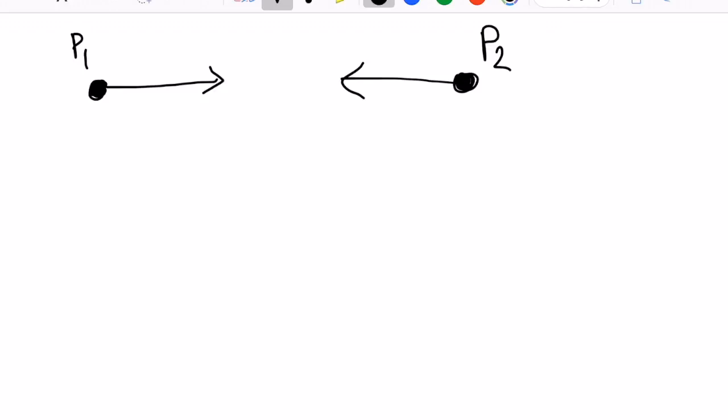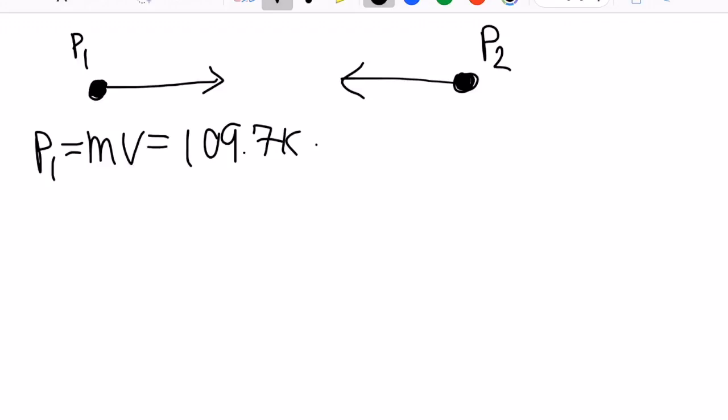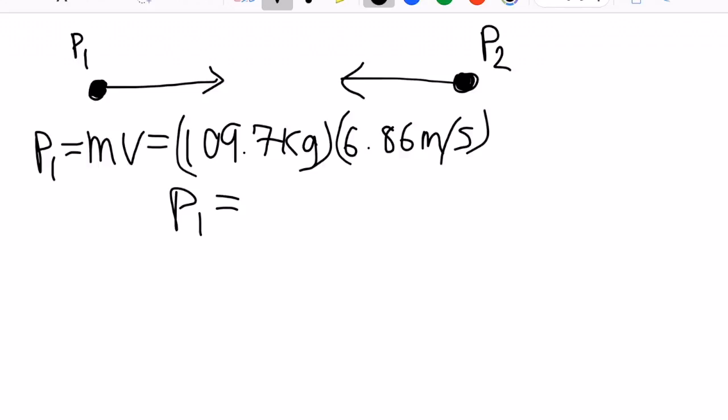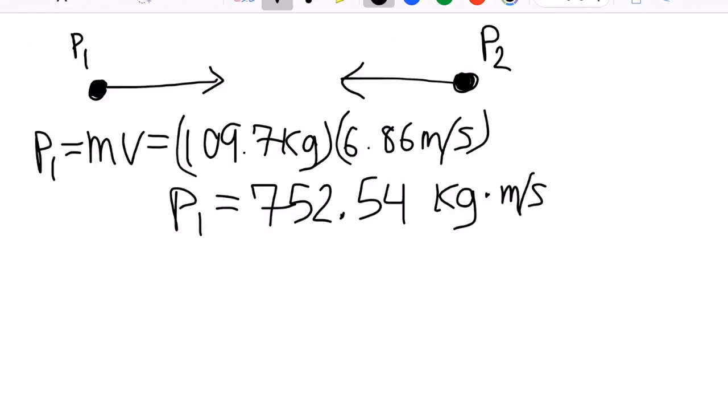So P1 is the momentum of the tackler. We know that the momentum is given by mv, where the mass of the tackler is 109.7 kilograms, and the velocity which we just found, which was 6.86 meters per second. From this value, the momentum of the tackler was determined to be 752.54 kilograms per meter per second.